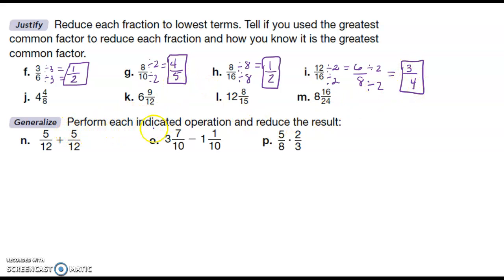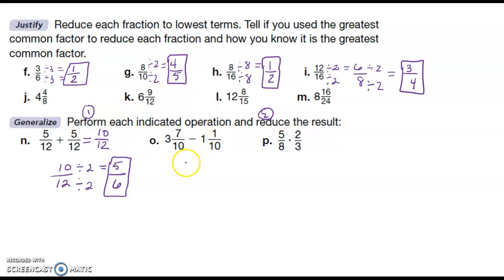Perform each indicated operation and reduce the results. So we are reducing our results. So I have 5/12 plus 5/12. And when we add fractions, we know that the denominator remains the same. We add the top numbers. So 10/12, what goes into both of those? 2 goes into both of those. So why don't we start there? 10 divided by 2 is 5. 12 divided by 2 is 6, and that's as far as that's going to get.